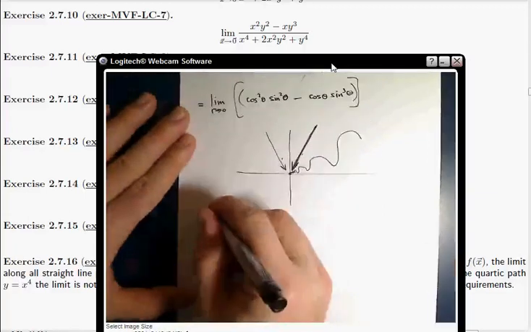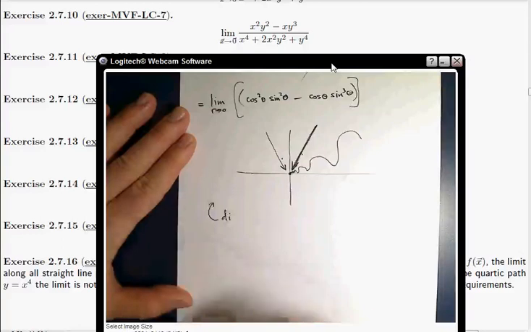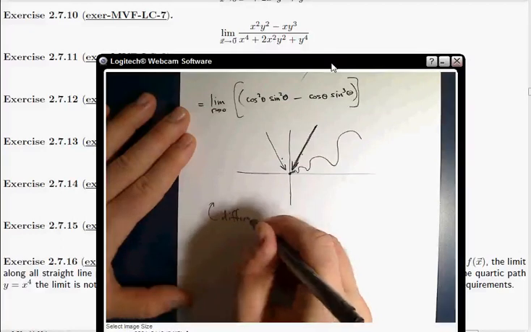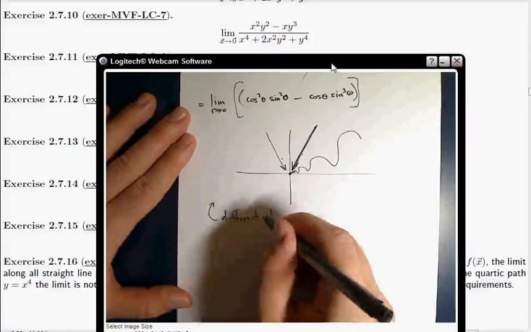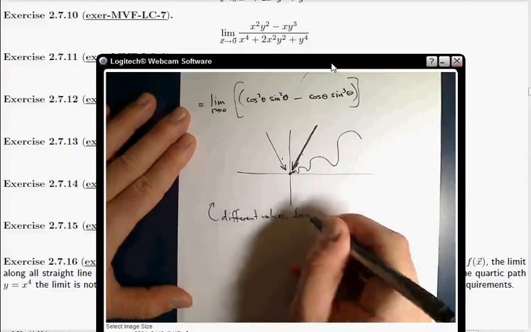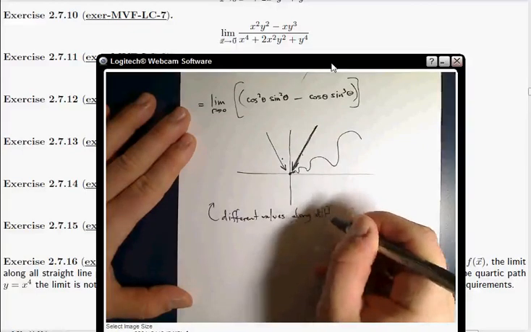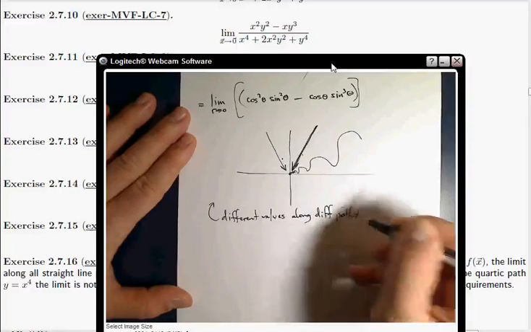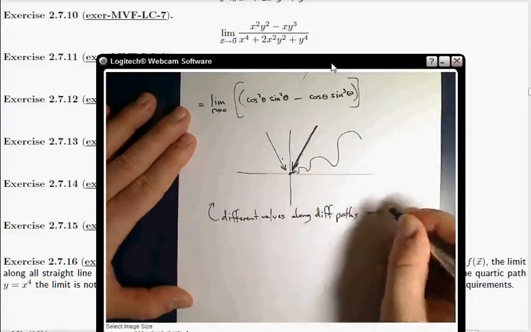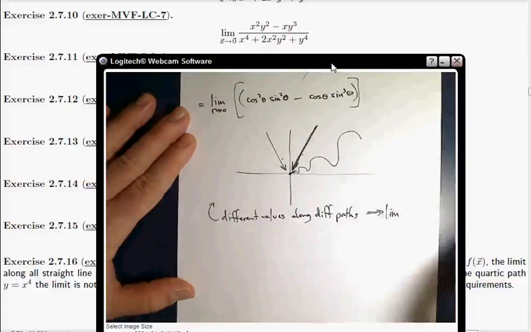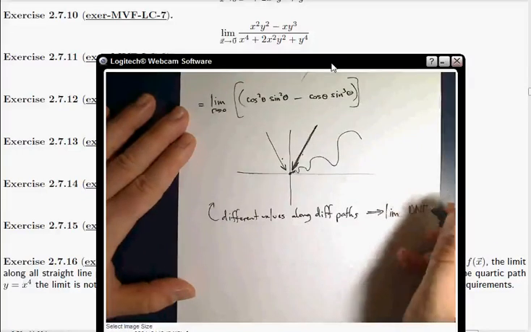So you get different values along different paths, and that implies that the multivariable limit that I was interested in originally does not exist.